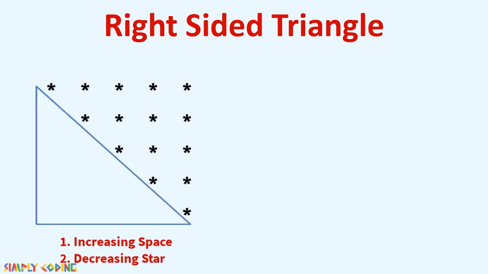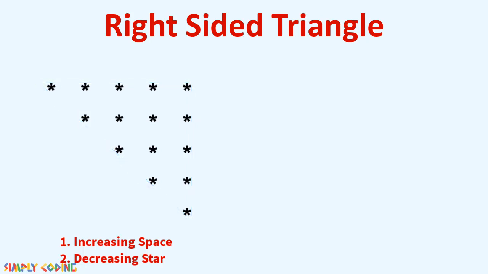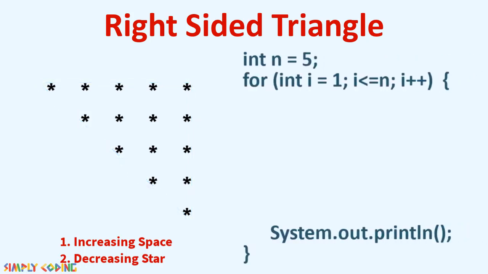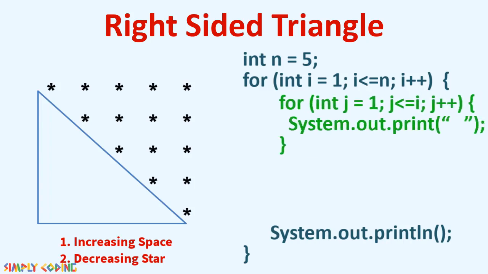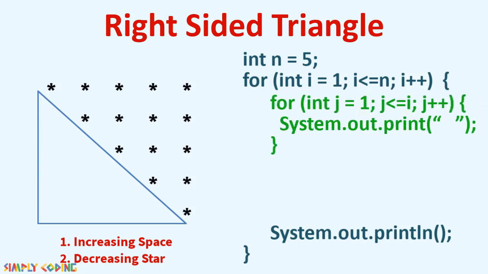It is an increasing triangle of space and then a decreasing triangle of star. Since our number of rows are the same as that of the square pattern, we will first copy the same outer loop from our previous program and it runs from 1 to 5. Since the first loop is an increasing triangle, we will write our nested for loop for an increasing triangle from 1 to I. Here the print statement will print space only.